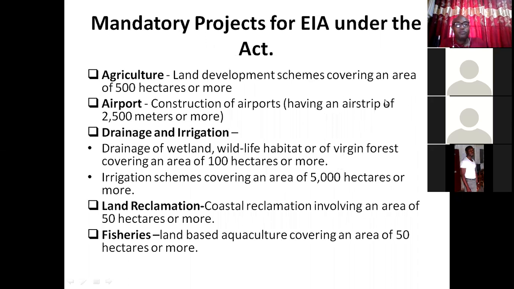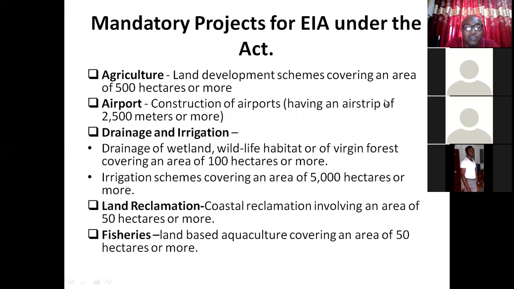So according to the EIA Act in Nigeria, what are the projects that are mandated for EIA? They are called mandatory projects under the EIA Act, and I'll just run through them. When you are doing an agricultural land, an agriculture farm settlement, or you are involved in agriculture, and the land area is over 500 hectares, you must carry out an EIA.